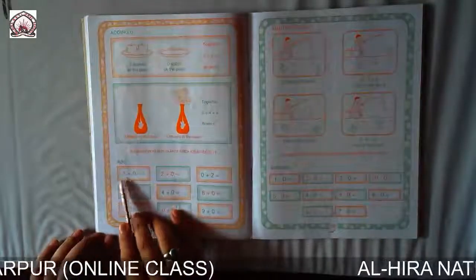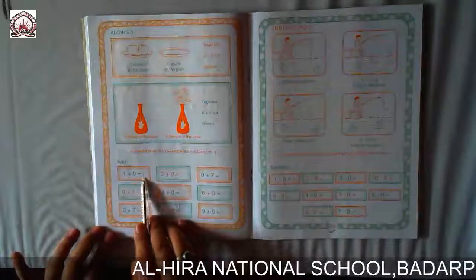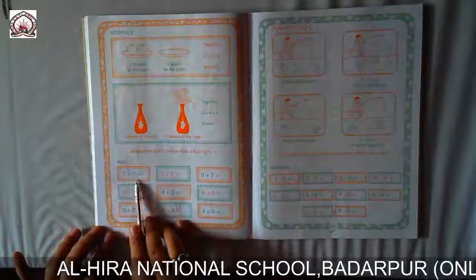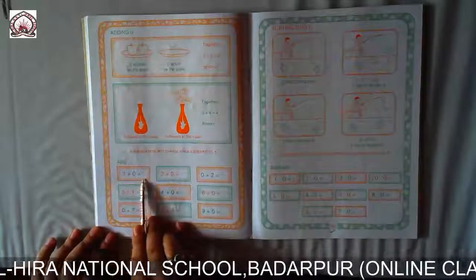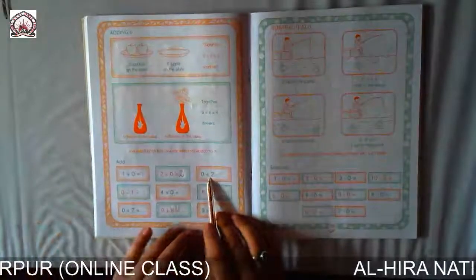If a 0 is added to a number, that means nothing is added to the number, so the number will not change. That is why 1 plus 0 is 1 itself. Then 2 plus 0, how much? Yes, 2. Then 0 plus 2, how much? 2 is added to nothing.